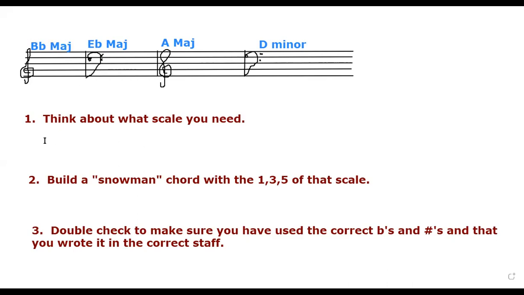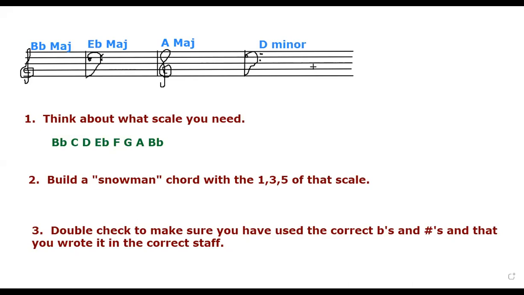It says B flat major. So we need a B flat major scale. B flat major starts on B flat, then C, then D, then E flat, F, G, A, and finally B flat again. Okay? Nothing too crazy about that.